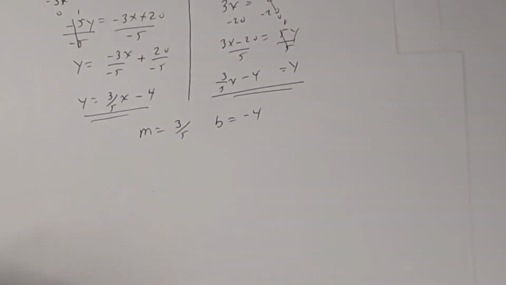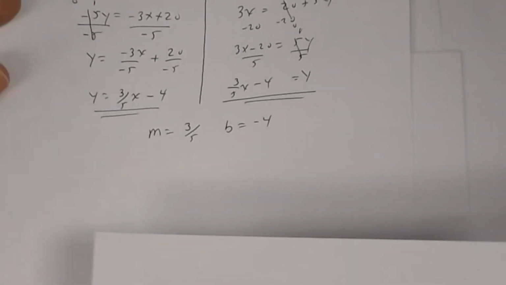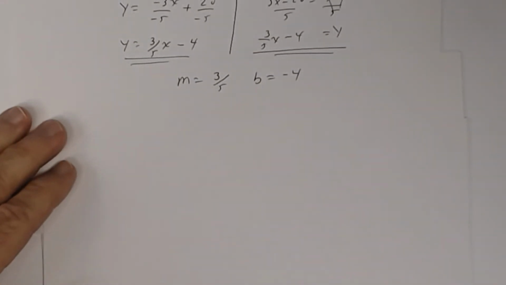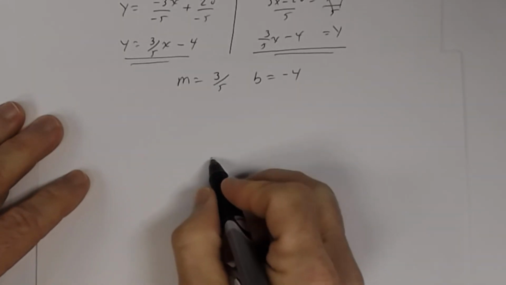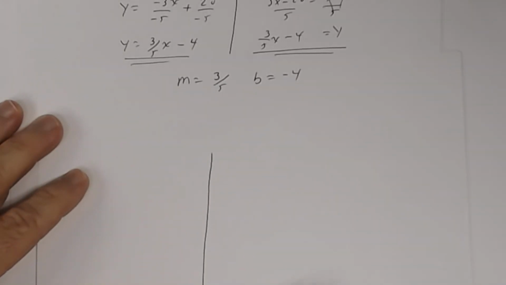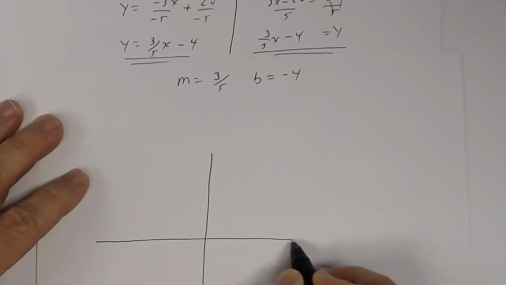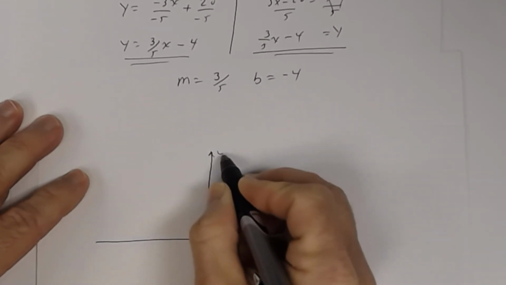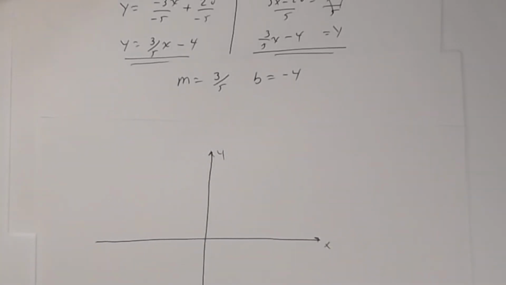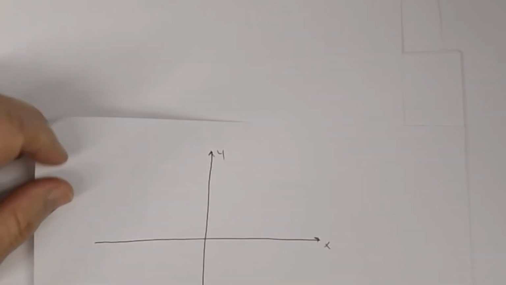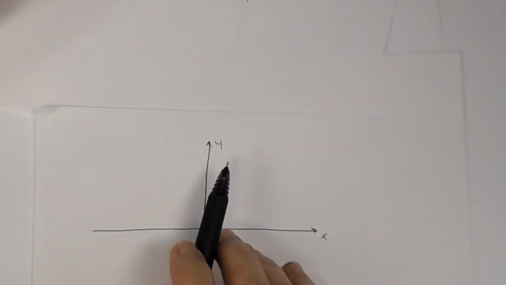But what you're going to do is this. So let me just show you how you're going to do this on your own paper, because you got to show the graph. So what I would do is this. I would go ahead and draw an x-axis and a y-axis. Okay, so there's your x-axis, there's your y-axis.